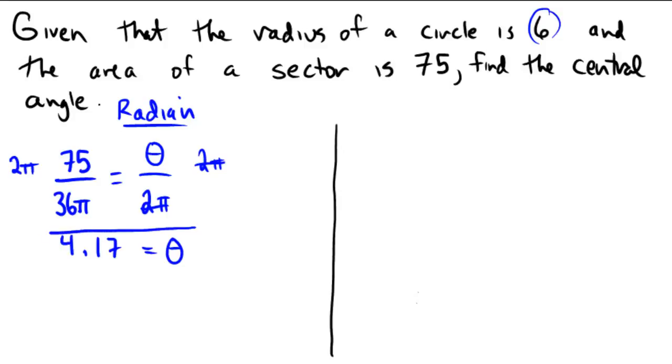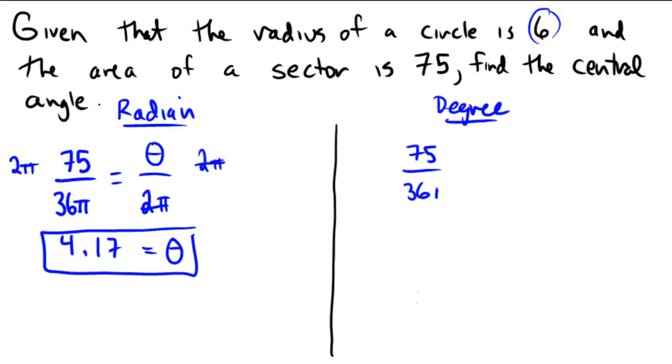4.17. Now if on the other hand you decided you wanted to do degree mode, then what you would have been performing would have been 75 out of 36 pi, because the sector didn't change and the circle didn't change, but this time you'd be saying theta out of 360. And so when you isolate theta, you'd be multiplying by 360 instead on both sides, and your theta is going to come out in this case to be 360 times 75 divided by 36 pi.